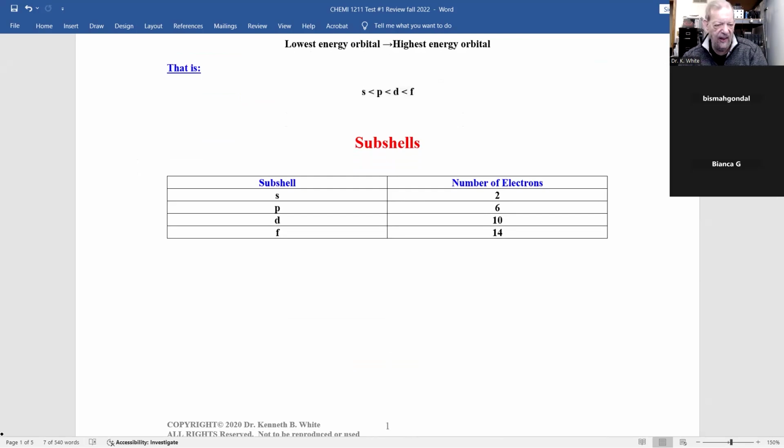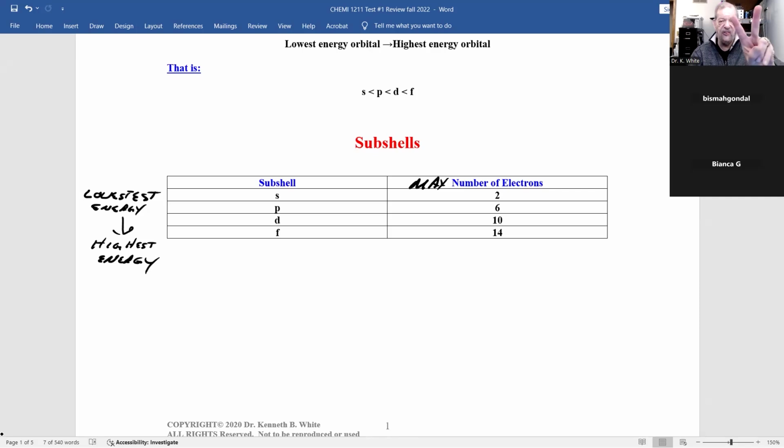And here I have it in a table. Again, S is the lowest energy subshell. And as we go down, it gets higher, and F is the highest. Now, you always fill the lowest subshell in a shell before the other ones. Now, an important part of this table, and I really should have this, is the max number of electrons.